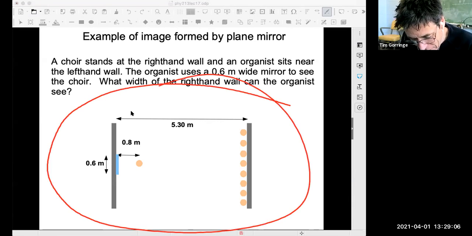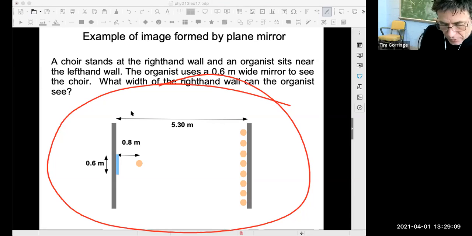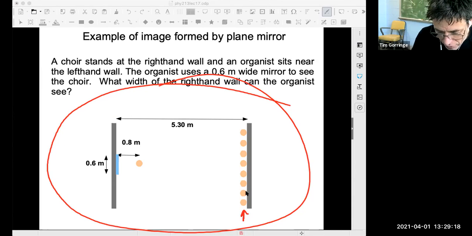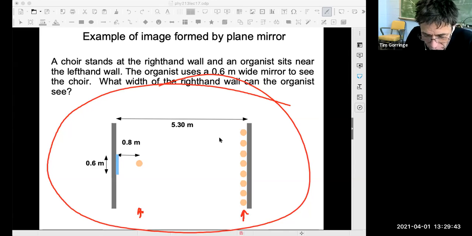Well, let's look at this sketch of the problem here. This is a helicopter view of a choir and an organist. Here's the choir. They're lined up against the right-hand wall of the, I don't know, the church or whatever. And here's the organist, sitting in front of the organ in front of the left-hand wall of the building. And we're told specifically that the organist has a mirror in front of him or her so that he can see all the choir boys over here.